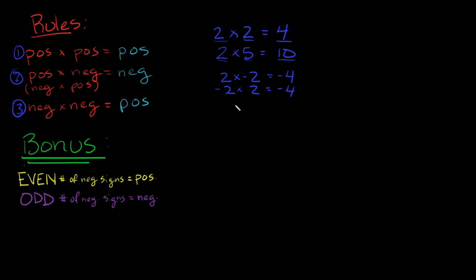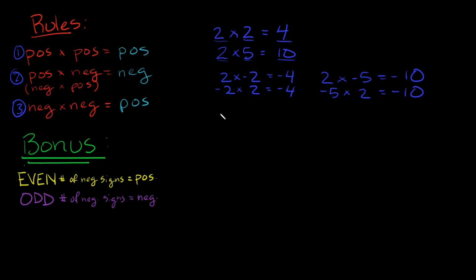Here's another example. 2 times negative 5. We have one negative sign here, so that's negative 10. And again, if we had negative 5 times positive 2, we only have the one negative sign, so that's negative 10. And number 3, negative times negative equals a positive.